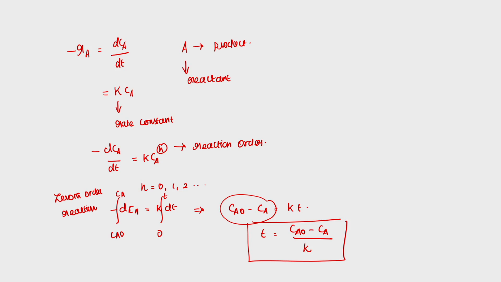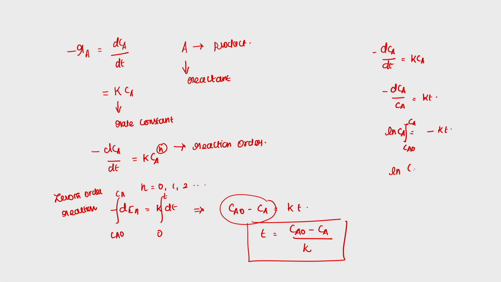This is a 0th order reaction. For the 1st order reaction, you will have minus dCA upon dt, which is equivalent to k Ca power 1. So, minus dCA upon Ca is equal to kt. So, this is ln Ca, from Ca naught to Ca. So, I will bring minus here, kt.